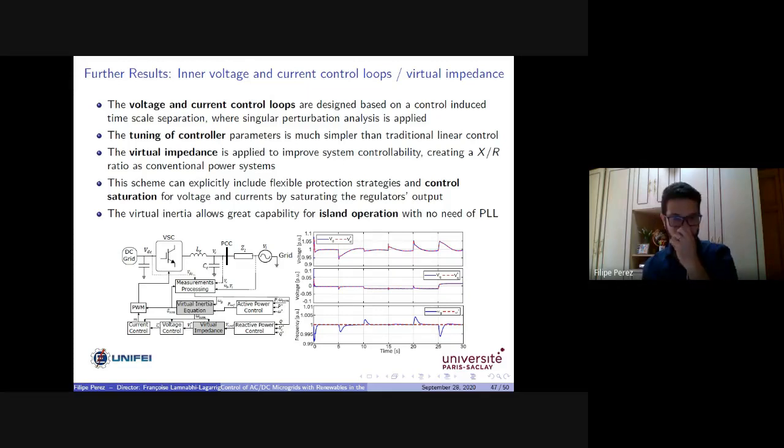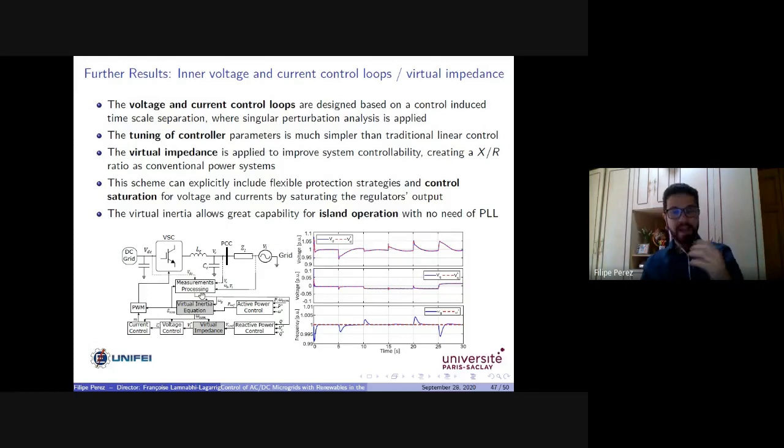The difference between grid following and grid forming is that in grid forming, I take the voltage source converter as a voltage source, where I control the voltage at the output, in the PCC of the system. And this is done locally. So even if you have grid forming here at a PCC and another system here, if I have this impedance, they can locally provide the voltage regulation.